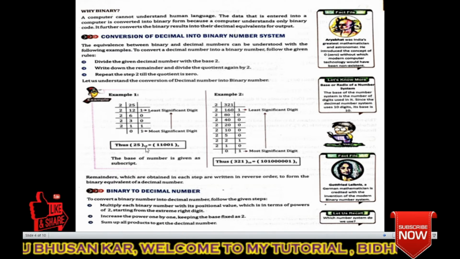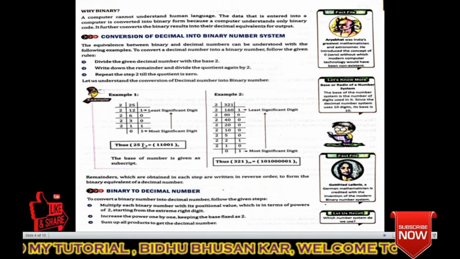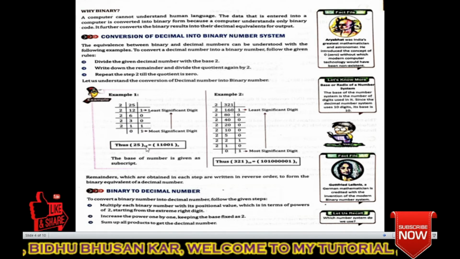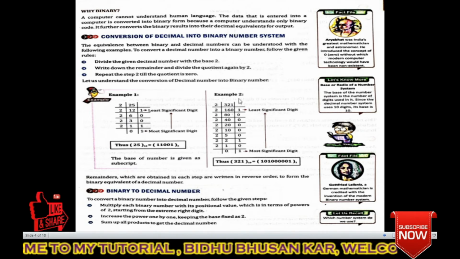Okay, this is called subscript and this is superscript. If you write something here as a power, this is superscript, this is subscript. Okay, let's go to example 2.